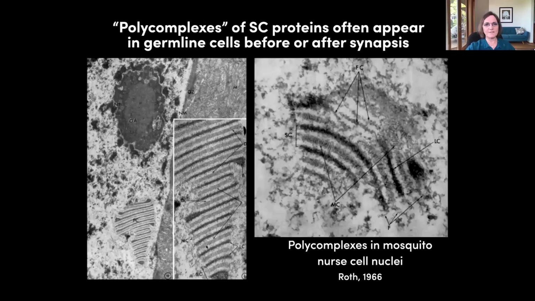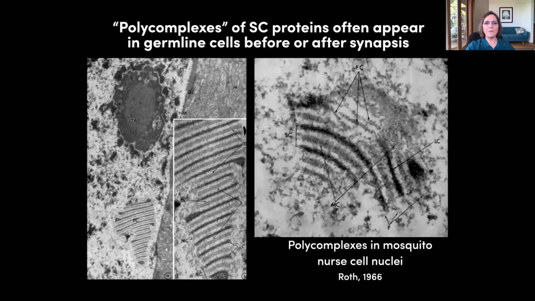One way that we did this was to look at what happens when the synaptonemal complex cannot assemble between chromosomes. It's been known, again, since the mid-20th century that under a variety of conditions, the synaptonemal complex proteins, instead of assembling between chromosomes like they normally do, will form nuclear or cytoplasmic bodies that are many layers in which each layer appears to be a synaptonemal complex. Because of that, they were termed polycomplexes in this early paper by Roth.